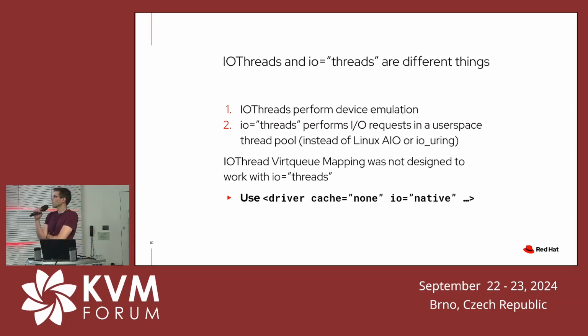IO equals threads is a different feature. It's a user-space thread pool. It's an asynchronous IO engine that QEMU can use. You probably won't use it though because you'd probably rather use Linux AIO, which typically performs better, or IOUring on Linux. But on other operating systems, you might use IO equals threads, and it's just a thread pool. It doesn't work very well with IOThread Virtqueue Mapping, by the way, because you're still going to have an IO thread that does the IO emulation, and then it sends off the request to yet another thread, the worker thread in the thread pool. So it doesn't fit very well, especially on Linux. I recommend using cache equals none and IO native.